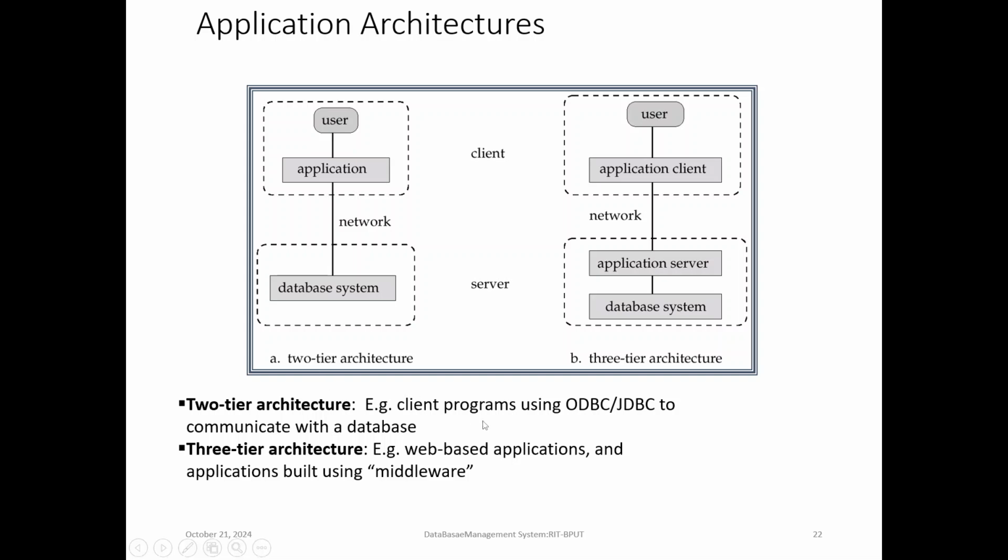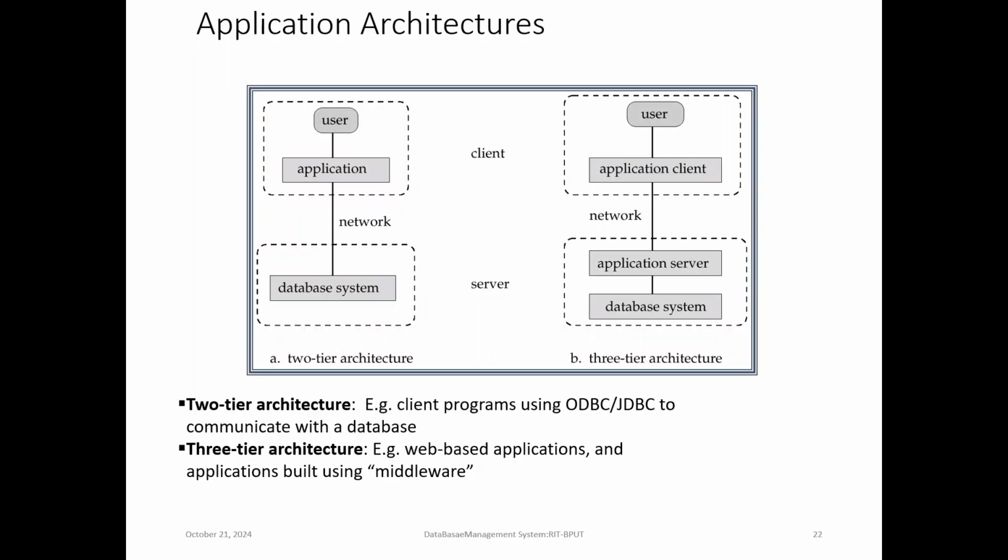In the two-tier architecture, the client program uses ODBC or JDBC to communicate with the database. But in the three-tier architecture, we have web-based applications and applications built using middleware. Middleware is used, that is the application server. With this, we have covered the basics of database management systems.